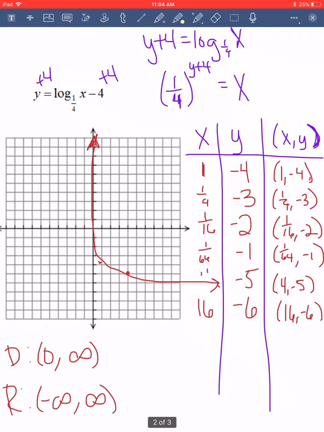So this one actually was moved down 4 units. Okay, so typically I have a point at 1, 0. But this time I have a point at 1, -4. So it was moved down 4. So whatever is happening in the exponent, if you take the opposite of it, that's going to be your up-down shift. Okay, so it's moving down 4 units.